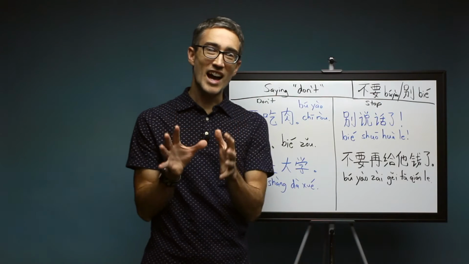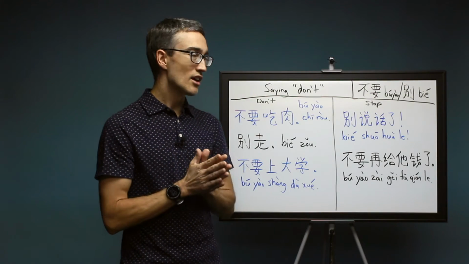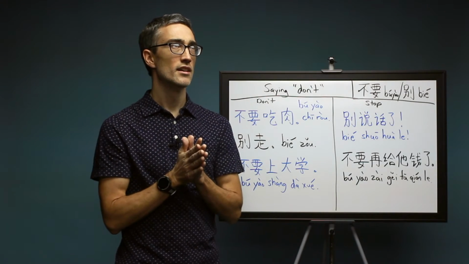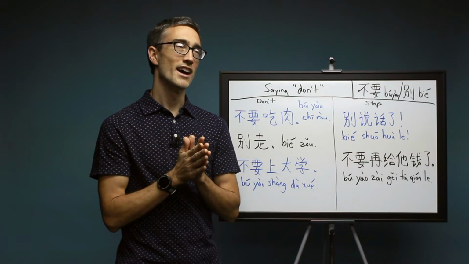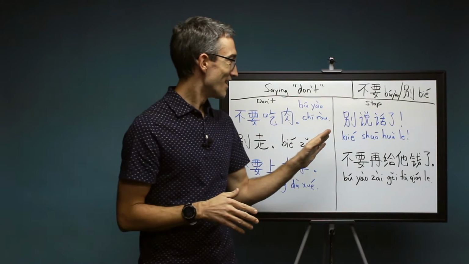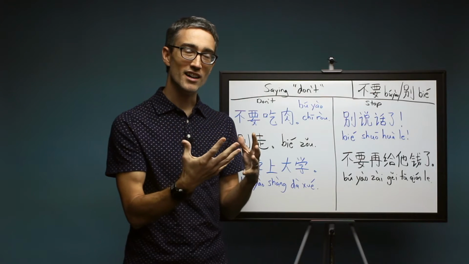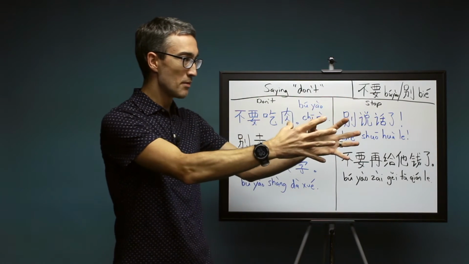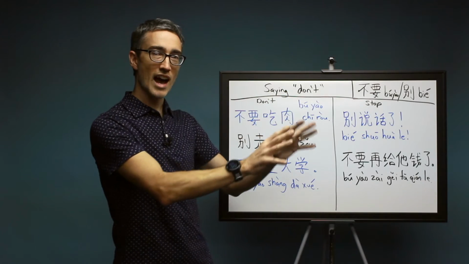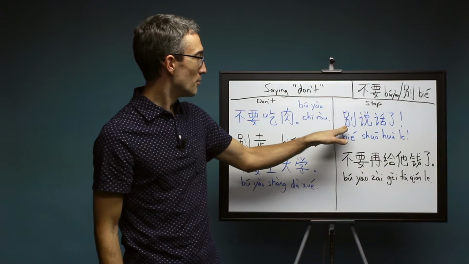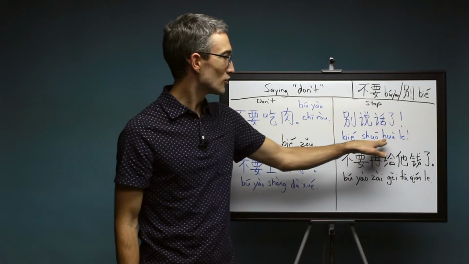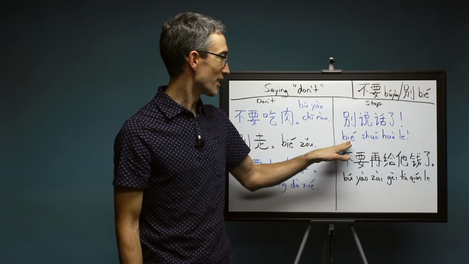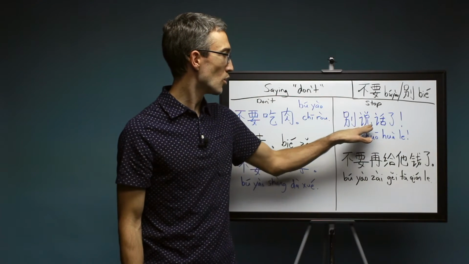Now, if you want to say stop doing something, add 了. Is it intuitive? I have to think about it. I don't know. But adding 了 makes the command like this thing is happening, you're doing it, stop doing that. So here we have 别说话了. Stop talking. 别 or 不要说话了.